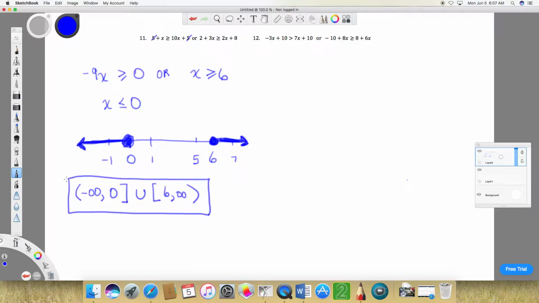So values picked from the shaded region satisfy this compound inequality. Values that are in the unshaded region do not satisfy this compound inequality. All right, so let's take a look then at number 12, see if we can't figure it out.